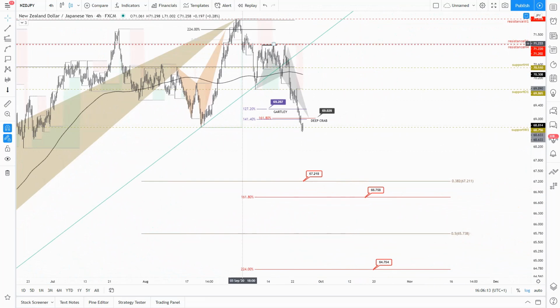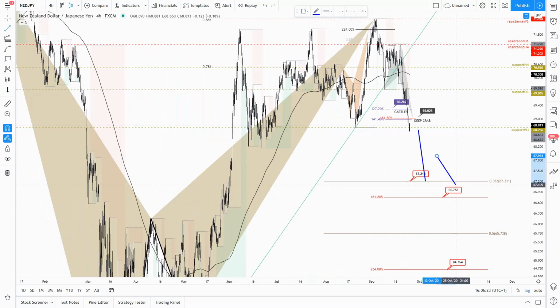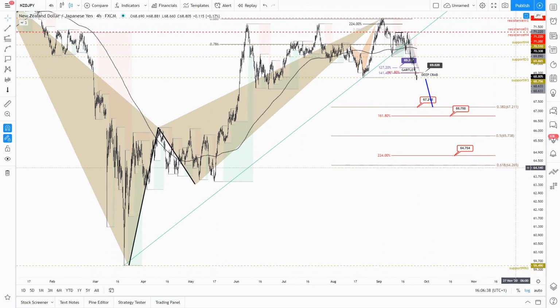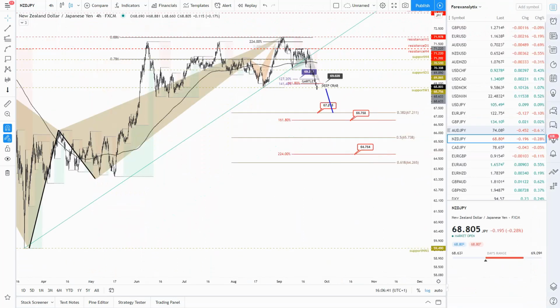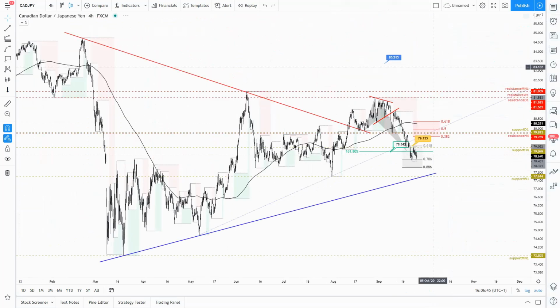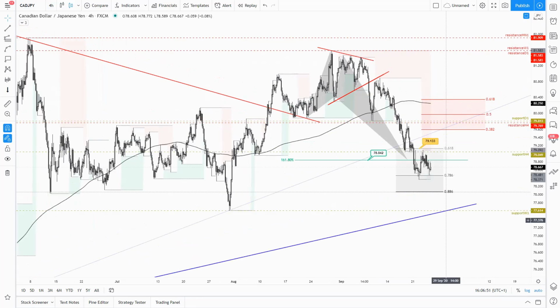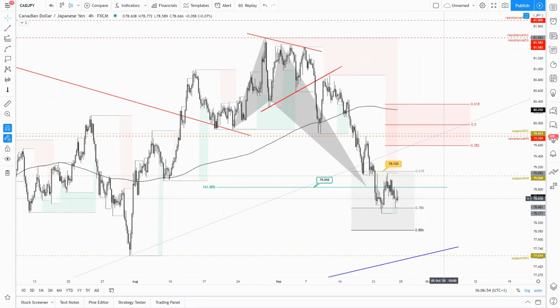So the default target for that bat pattern requires a few more points below that weekly fractal. So basically the 67.21, 38% Fibonacci retracement. So the New Zealand versus the yen eventually giving sequence to this bearish bat pattern. The Canadian dollar versus the yen also approaching one. Also, for now we can face this as a potential technical double top.